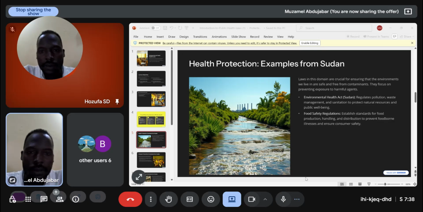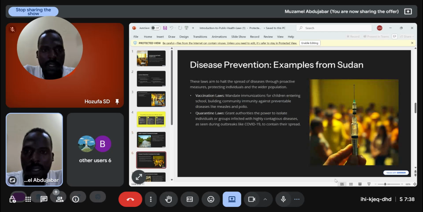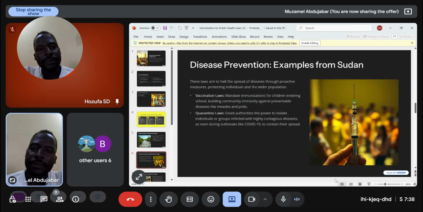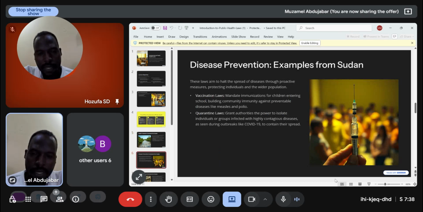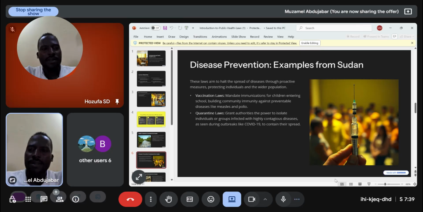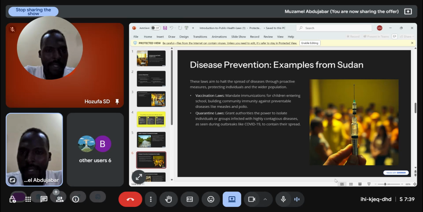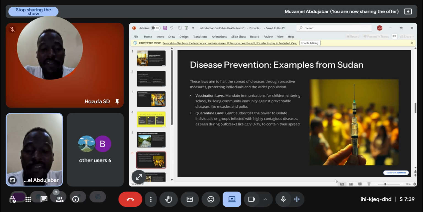I hope this slide is clear. Now let us see the second pillar of public health, disease prevention. Example from Sudan: this law aims to hinder the spread of disease through proactive measures, protecting individuals and the wider population.